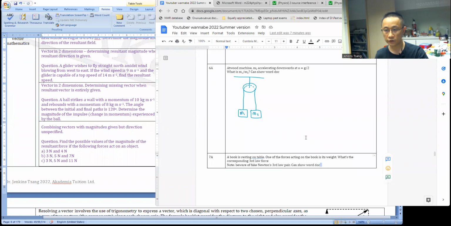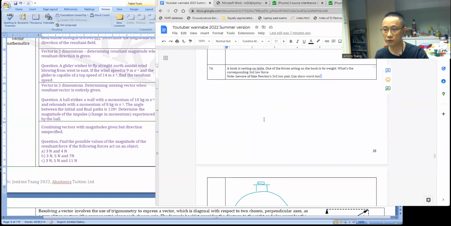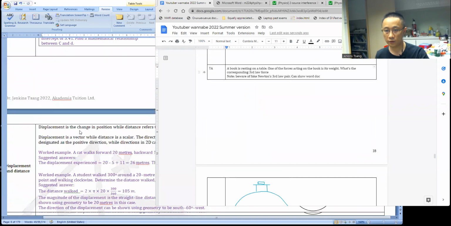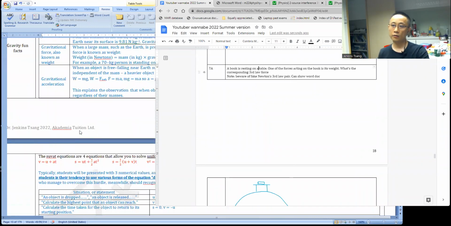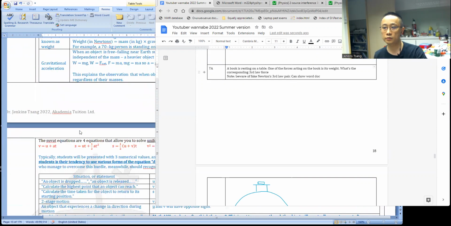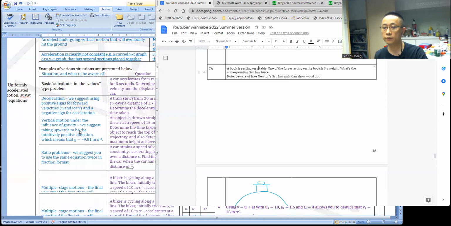Moving on for now, question 7. A book is resting on a table. There's no diagram provided, it's just pure description. They are asking you for the other member of the Newton's third law pair, if the original force of interest is the weight of the book. So this is a very classic trap. Most students will be thinking along the lines of Newton's first law, because the weight of the book is intuitively supported by the table, which prevents the book from falling through the table.